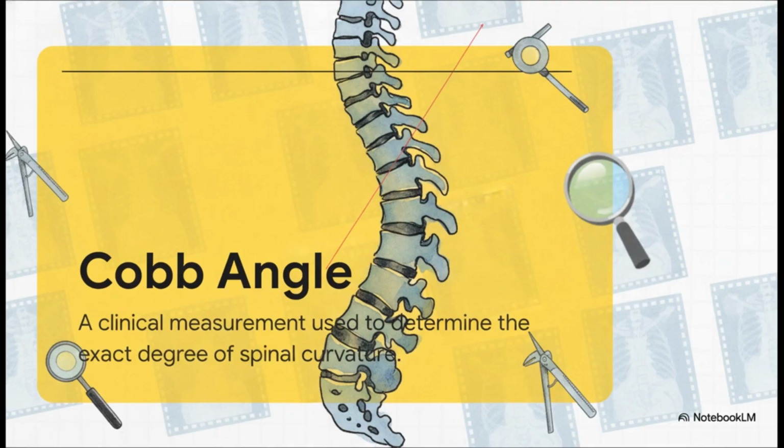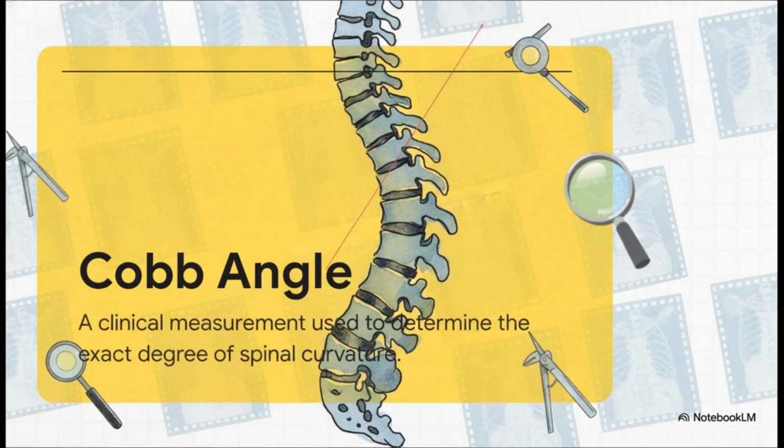And here's the absolutely crucial point, especially for the medical and life science students tuning in. The Cobb angle. This is the gold standard clinical measurement. It's the precise mathematical angle used by orthopedic doctors on an X-ray to determine exactly how severe that spinal curvature is. Let's break down this scale because this is where it gets interesting.